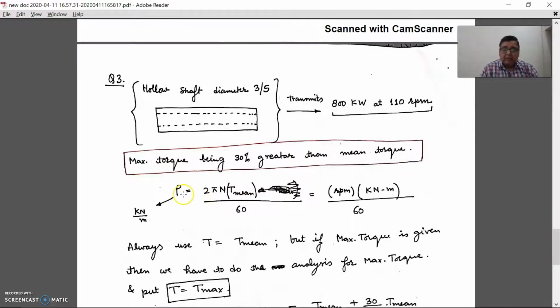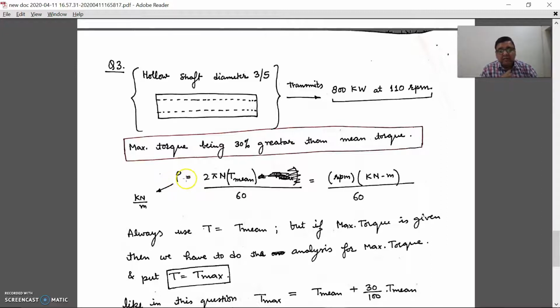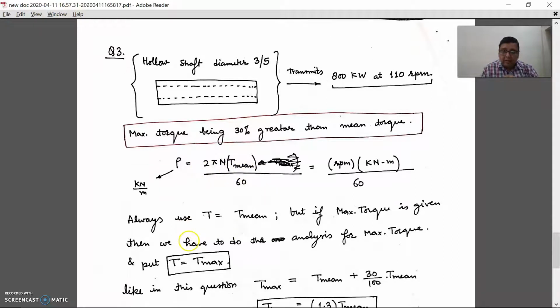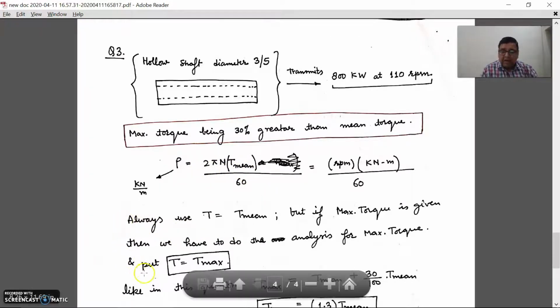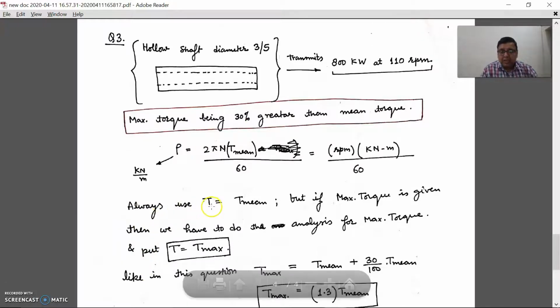See, whenever we calculate from the formula of power, power is equal to 2 pi n T upon 60. Actually it is T mean. We don't always write mean, but it is actually T mean. For your benefit, I had written in this, always use T is equal to T mean. But if in any numerical the maximum torque is given, then we have to do the analysis for the maximum torque and put T is equal to T max, right?